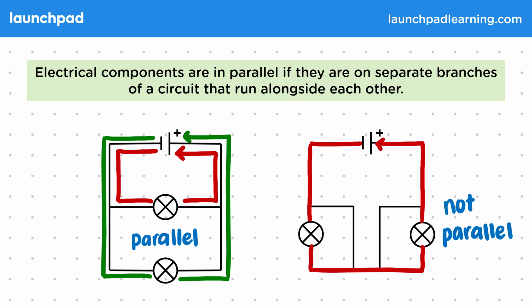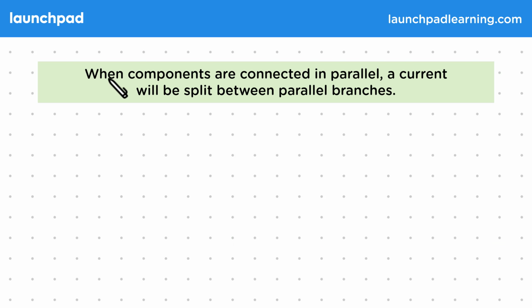So if you're asked to draw a circuit with components in parallel in your exam, make sure not to make this mistake. Most circuit diagrams given to you, though, won't be this complicated. Now, why is it important that we make this distinction? Well, when components are connected in parallel, a current will be split between parallel branches.